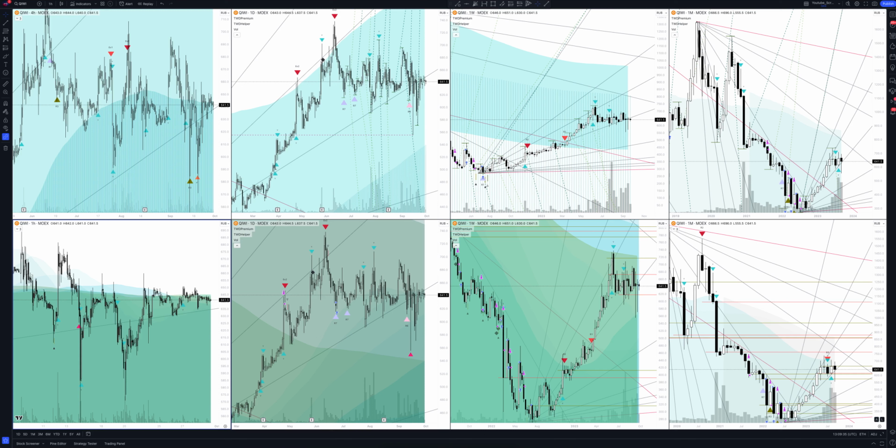Today we will take a look at Qiwi PLC stock. Let's analyze the market situation and find out how you can make money on it. Let's start.